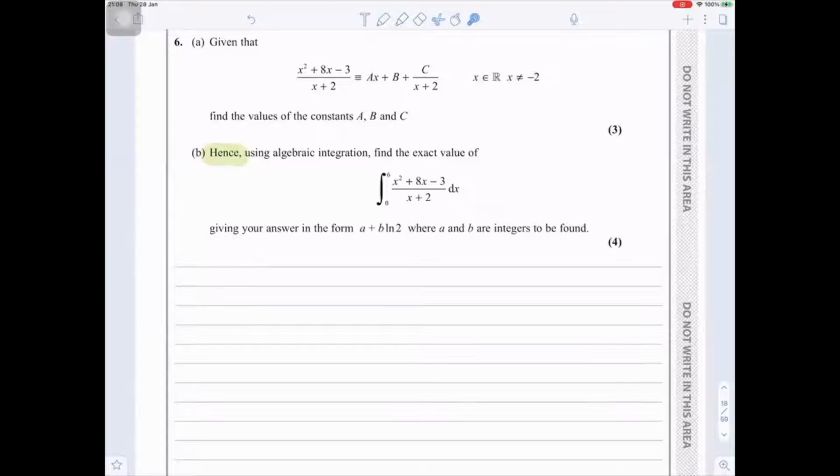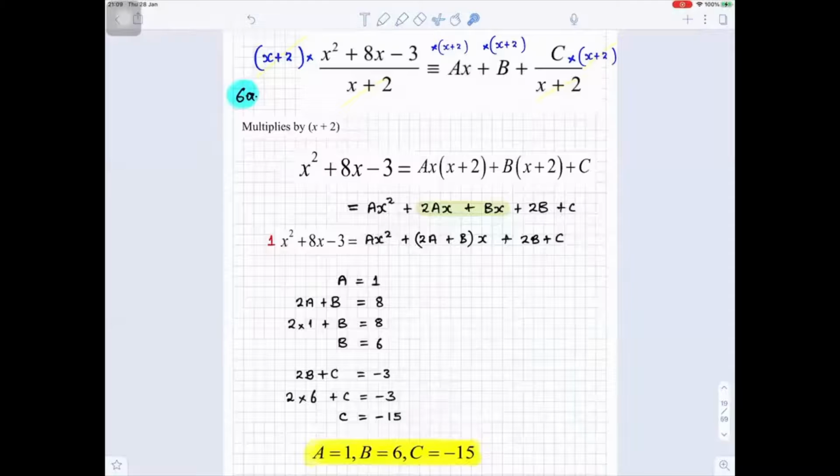Question 6. Given that (x^2 + 8x - 3)/(x + 2) equals ax + b + c/(x + 2), find the values of the constants a, b, and c. So for question number 6a, we want to get rid of the x + 2 in the denominator. So we multiply by x + 2 throughout. The first x + 2 will cancel in the first fraction. The next one will be ax times (x + 2), and then b times (x + 2), and it will cancel in the last fraction. So you end up with this equation.